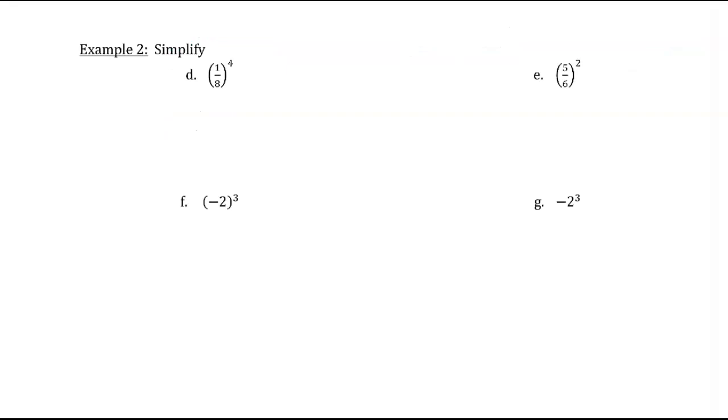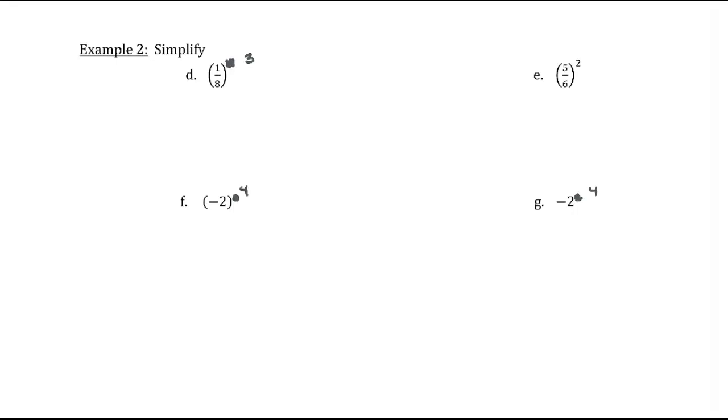Here we're also going to simplify, but now we have some fractions and some negatives. Now, first of all, I do see some typos I need to fix. This should be 1 over 8 to the 3rd to match up with your notes. And F and G, those should both be raised to the 4th. That should match your notes a little better.